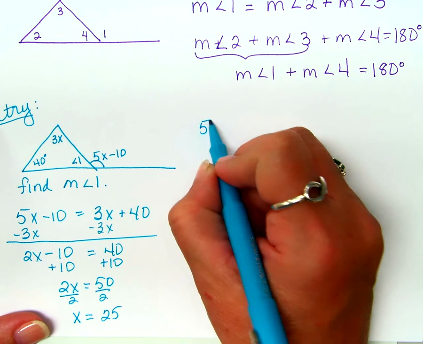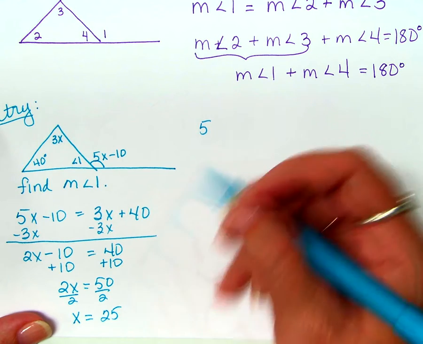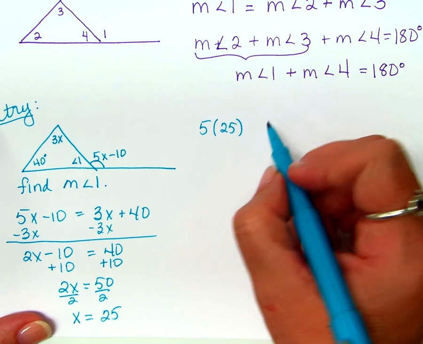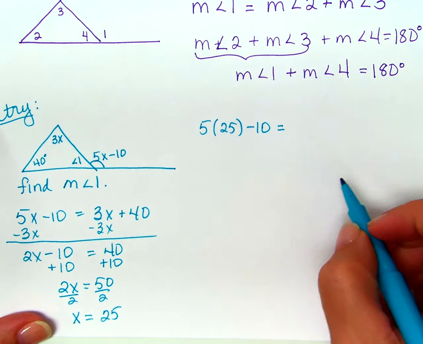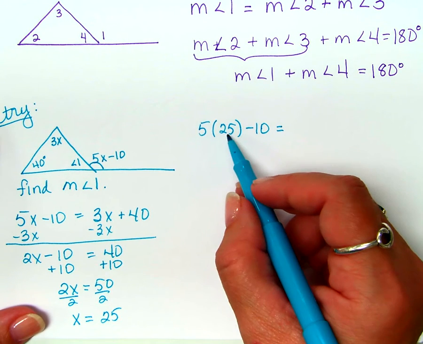So 5, do I want to put x anymore? Nope. I know what x is, don't I? Put parentheses and put 25. All right, I gotcha. Minus 10. And what should that equal? Well, what's 5 times 25?